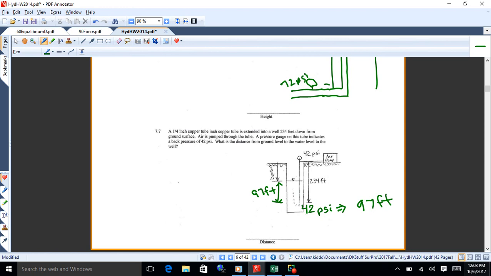So you read the pressure, and that tells you how hard it is to push the air out of the bottom of the tube. Then you convert that into a height. And if you know that tube is 234 feet deep, you can figure out how much is left over for the depth of the well. The depth of the well usually starts at the ground surface and measures down.